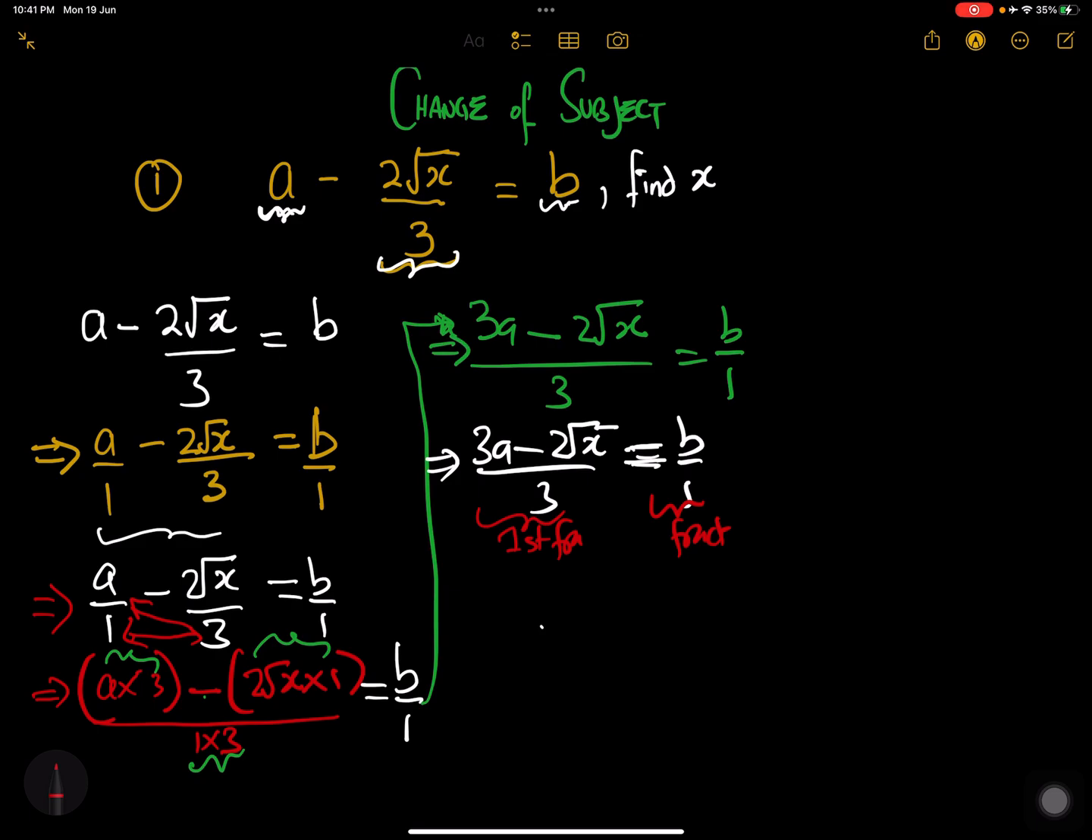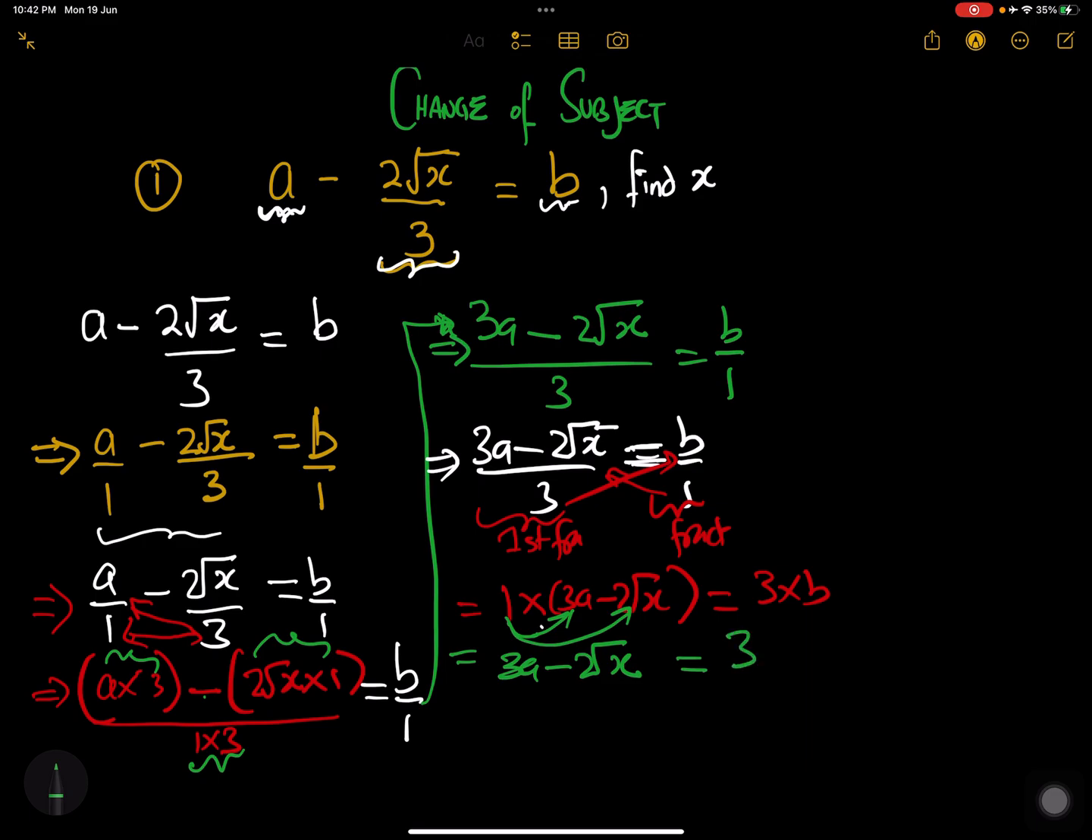And to do that, this one is going to multiply that. So we're going to have 1 multiplied by 3a minus 2 square root of x, equal to, the b is going to multiply 3, equal to 3 times b. We get 3a minus 2 square root of x is equal to 3b. Now we are looking for x.